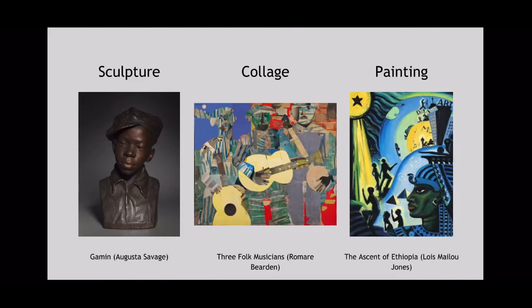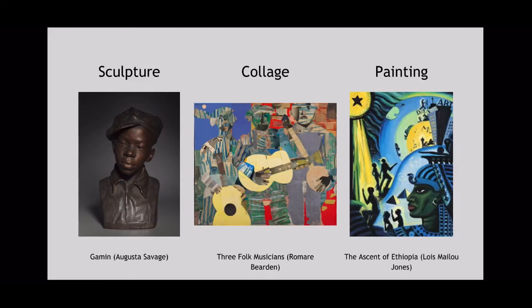I will not bore you guys with too many details about the history of art. However, I think it's still important to discuss some major developments in the art period of the Harlem Renaissance. So, the sculpture is called Gammon. It's by Augusta Savage, the woman who was shown in my collage. The work was created in 1929 and depicts a young African American boy.